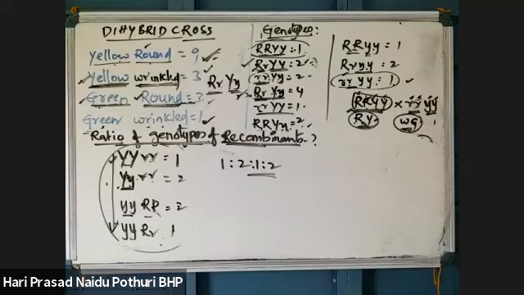The cross involving two pairs of contrasting traits of two characters is called a dihybrid cross.